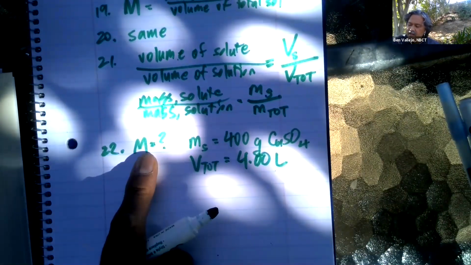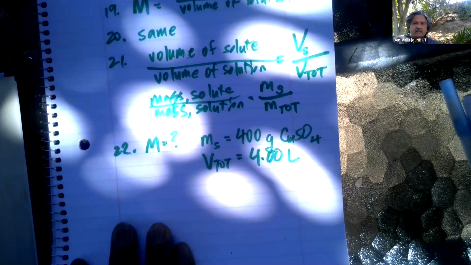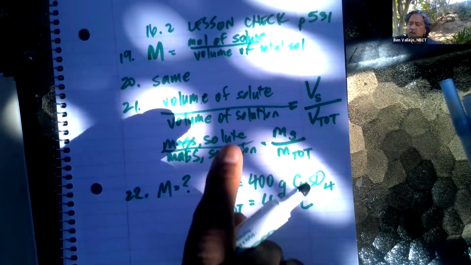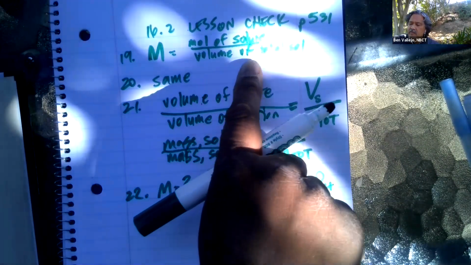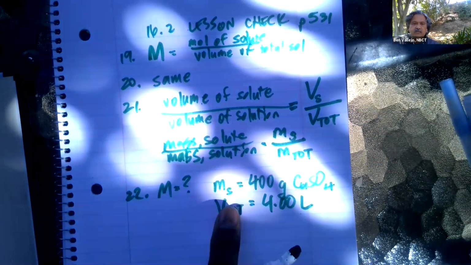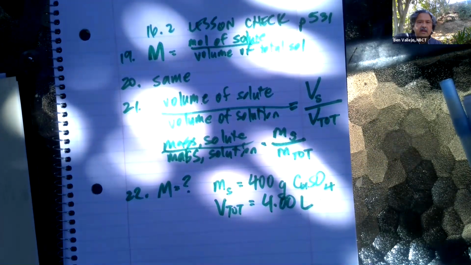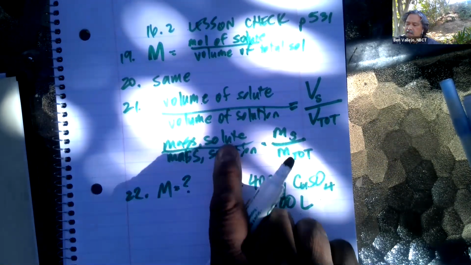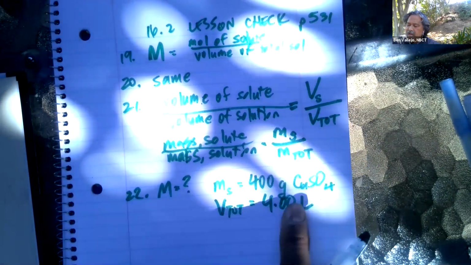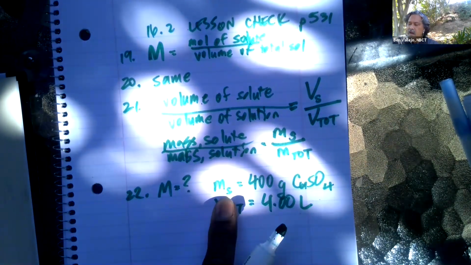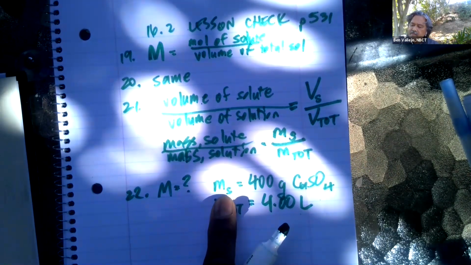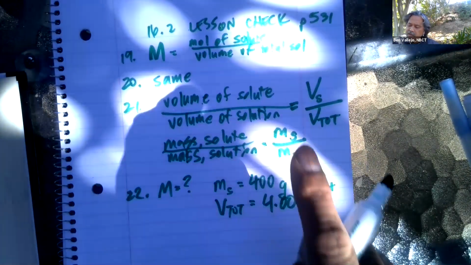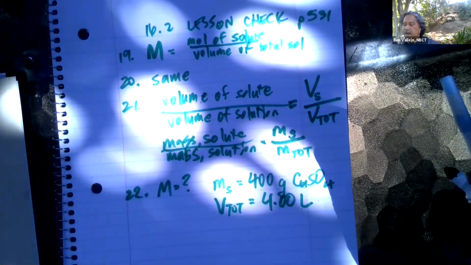It looks easy, but it's not as easy as it looks, because remember, molarity is moles of solute over volume of total solution, but we don't have moles of solute. Instead we have mass of solute. So we have to get from mass to moles. So how are we going to do that? Well, we're going to use molar mass.